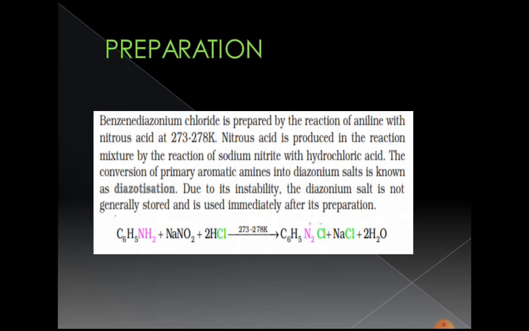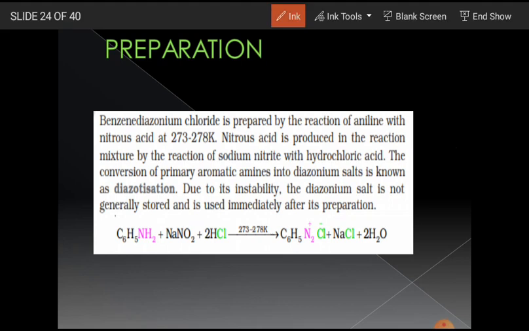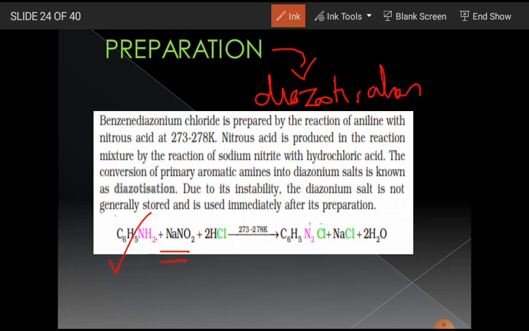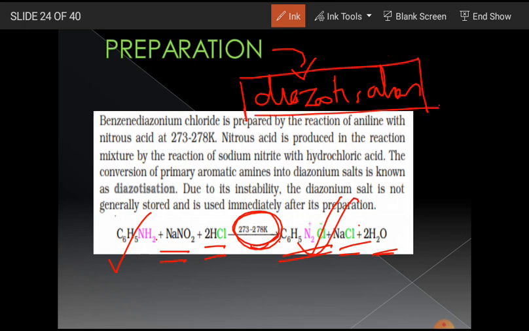Let us now talk about the preparation. Preparation is very simple. It is prepared by a technique known as diazotization. Now what is diazotization? In diazotization we take aniline and treat it with NaNO2 and HCl at a temperature of 273 to 278 Kelvin, and we get benzene diazonium chloride, NaCl and water. This is how we prepare benzene diazonium chloride, and the process is known as diazotization.